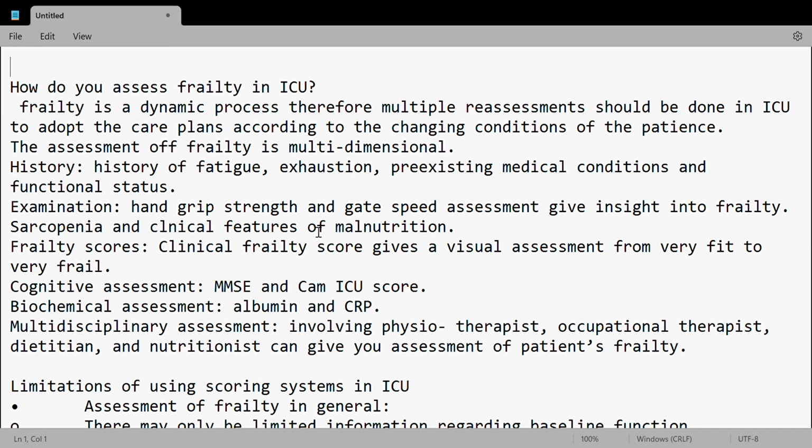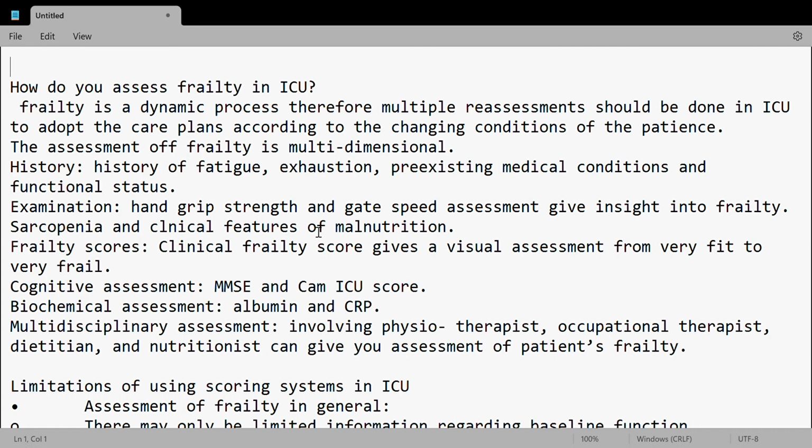The assessment of frailty is multidimensional. History, examination, frailty scores, cognitive assessment, biochemical assessment, and multidisciplinary assessment are the basis. History of fatigue or exhaustion, pre-existing medical conditions, and functional status.